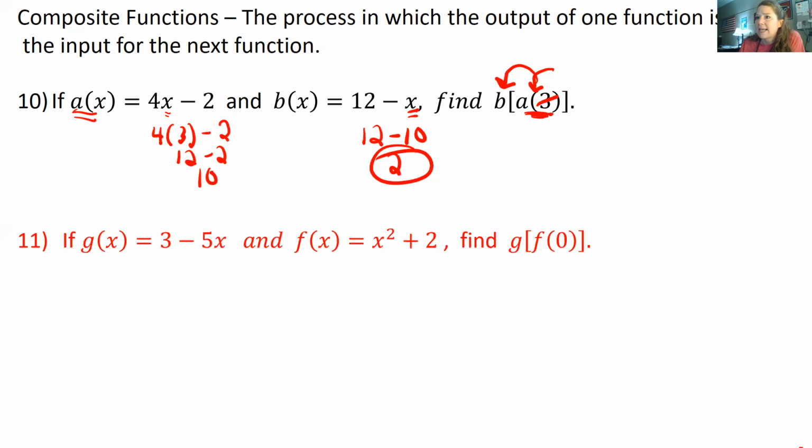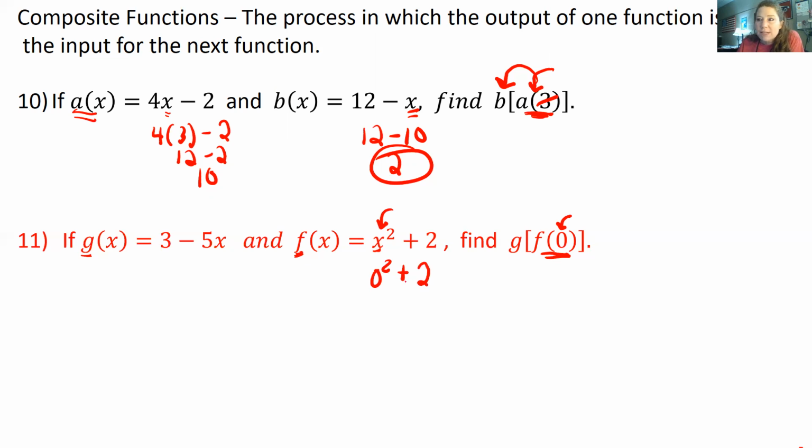All right, now it says if g of x is 3 minus 5x and f of x is x squared plus 2, find g of f of 0. All right, we're going to start on the inside. So we're going to use 0 in f of x. So see how this one starts with a g and this one starts with an f. So we're going to take a 0 and we're substituting it into this expression because f is inside the brackets. So we're going to substitute 0 inside.